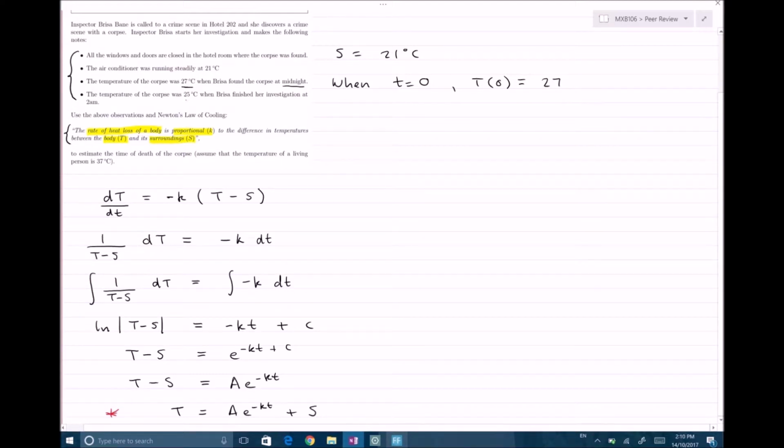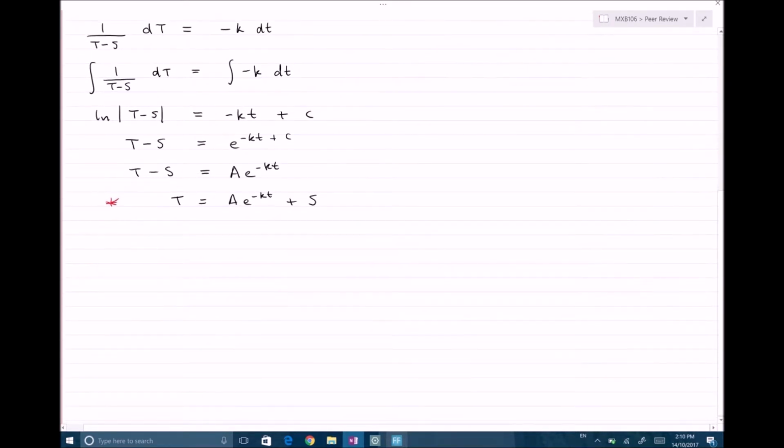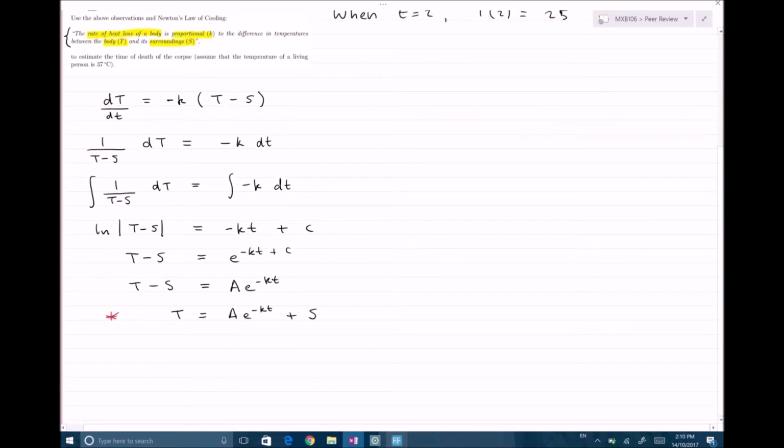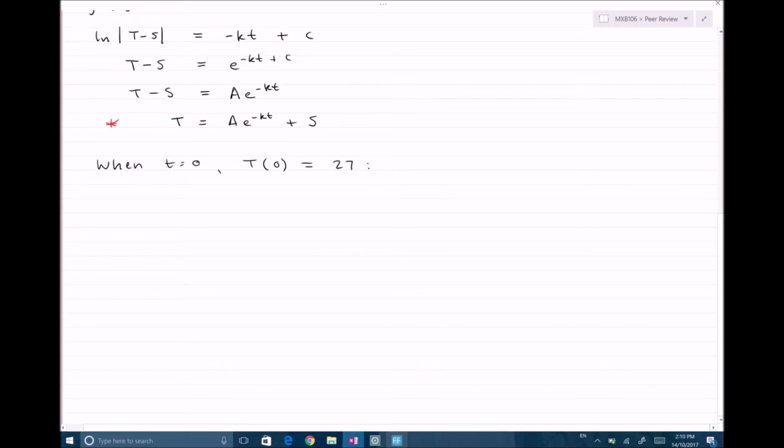Then this one here tells us that when the corpse was 25 degrees, this was at 2 AM. So it's going to be 2 hours later. So when t equals 2, the temperature at that time is going to be 25. Using this information, we can put these into our differential equation. When t equals 0, the temperature at that time is equal to 27. So let's sub in some of our values here. We also know that S equals 21.